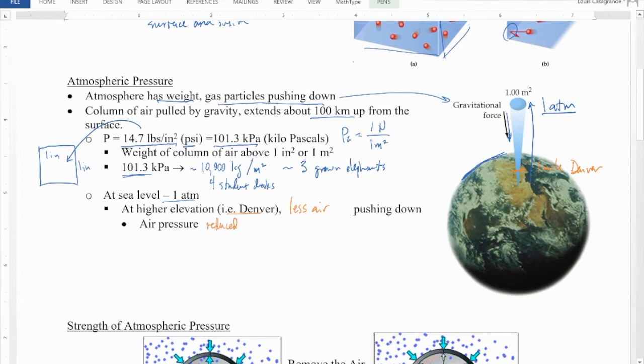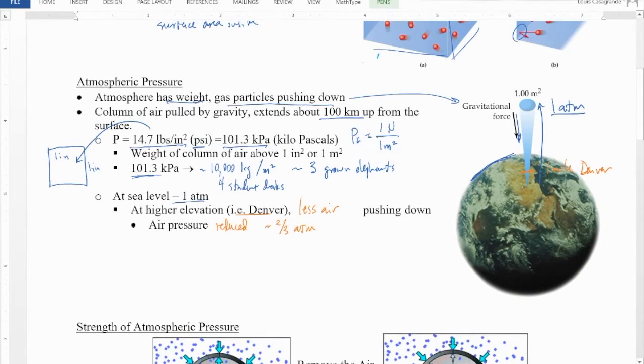And the air pressure in Denver is actually relatively low. It's only about 2/3 of an atmosphere. So it does drop off pretty quickly. On top of Mount Everest, it gets down to 1/3 of an atmosphere. And that's why climbers on Mount Everest bring oxygen with them, because the air pressure is just not enough to support them.